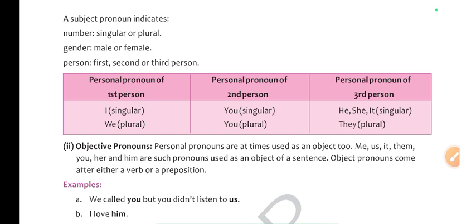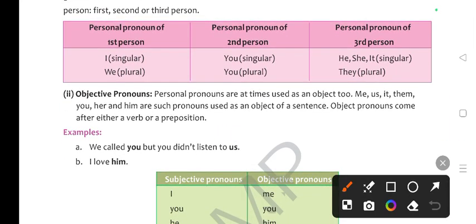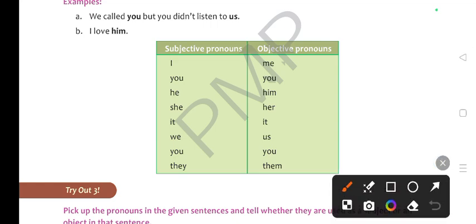Okay, so here: we called you but he did not listen. यहाँ पे we जो है वो आपका subjective pronoun हो जाएगा, but you is what? Objective pronoun. Okay, so you can revise this chart for subjective pronoun and objective pronoun. Like I is the subject and me is the object. You is the subject, but the object for you is the same, you. The subjective pronoun is he and the objective pronoun is him. So you can learn this chart.